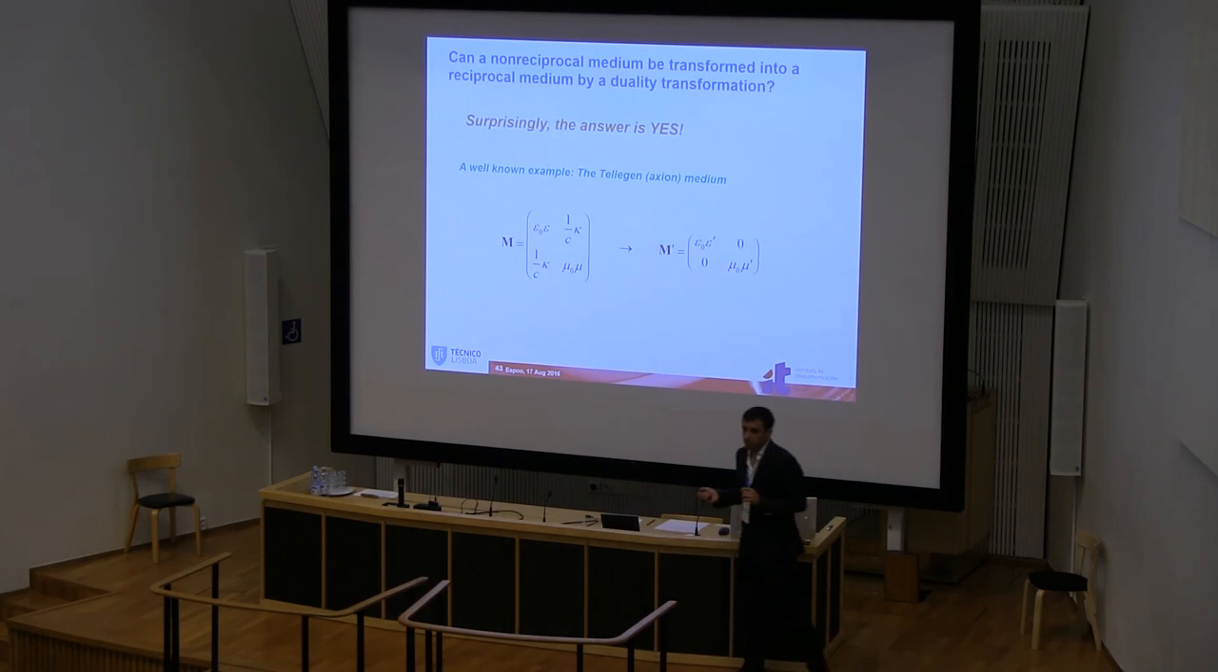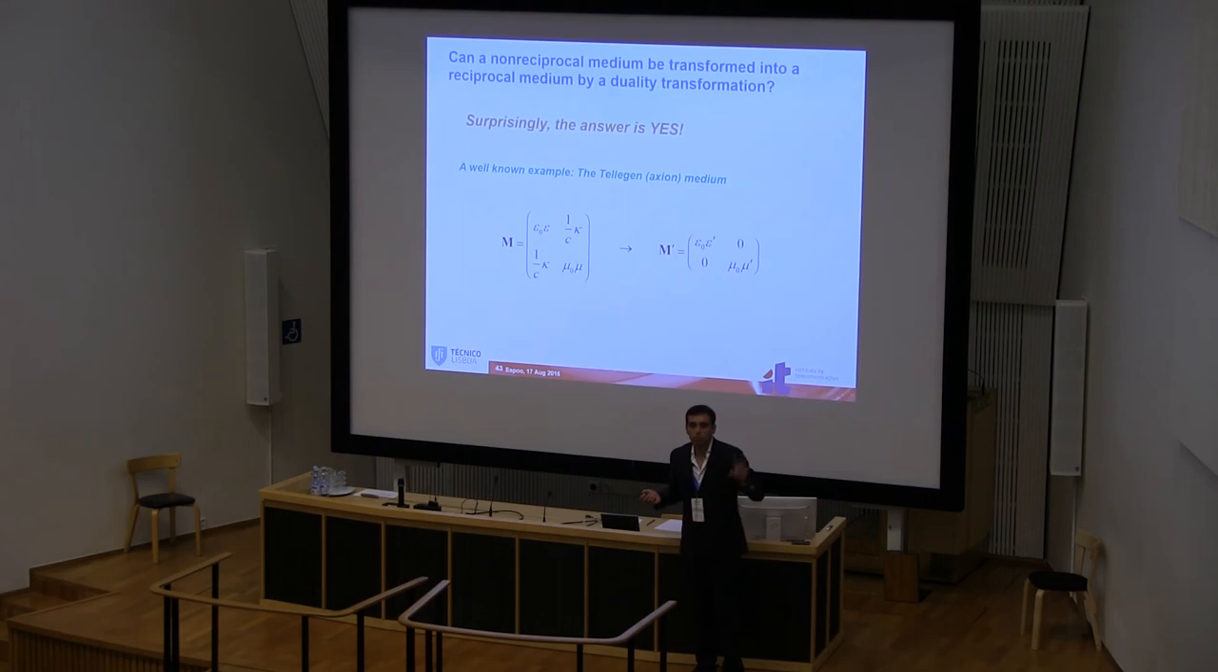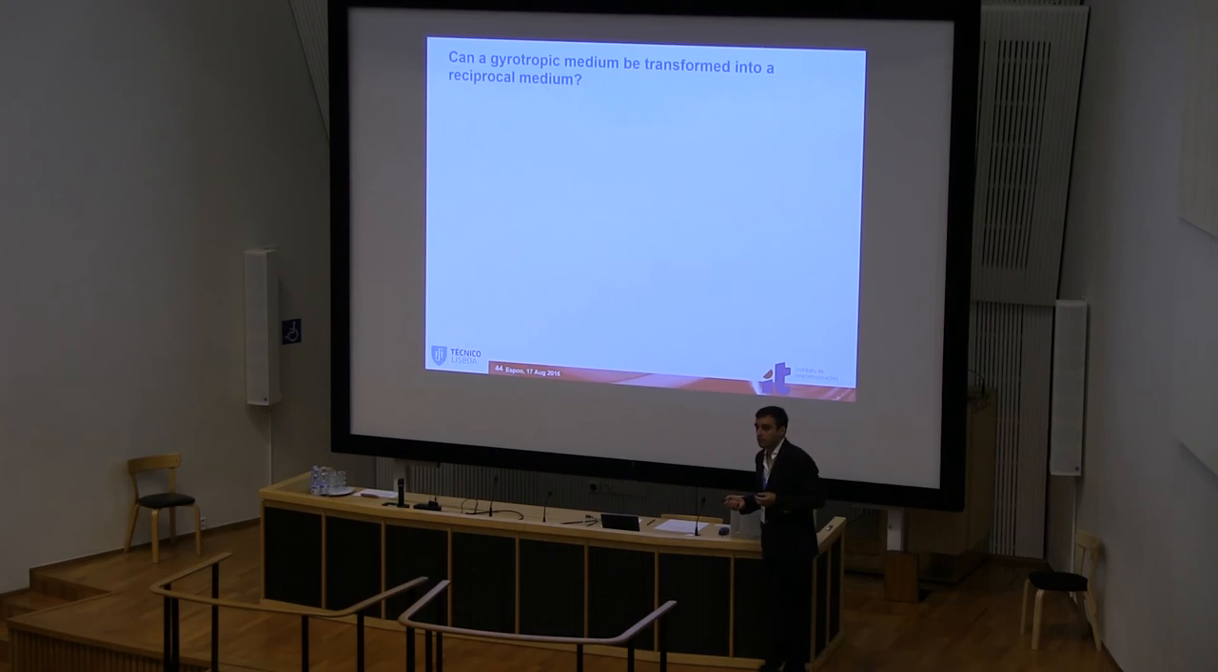Actually, you can show very quickly that, for example, the Tellegen material is always topologically trivial. Chern numbers will always be zero. This is not interesting. You will not get anything from here. So let's ask a better question. Can we transform a gyrotropic medium, like the ones we've been discussing, into a reciprocal medium?